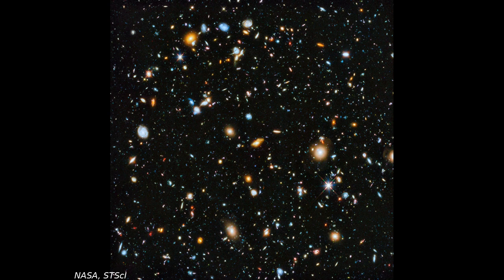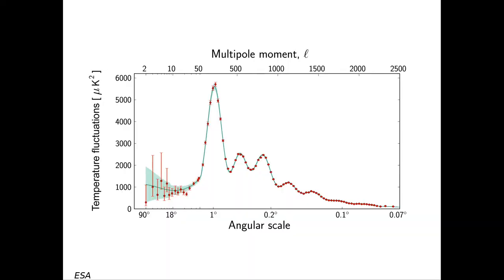So, everything's hunky-dory, we understand the universe. Not quite. Let's go back to that Planck cosmic microwave background data again. I've said that this standard model, this lambda cold dark matter model, is a startlingly good fit to the data. And it is. But have a look what's going on around here.